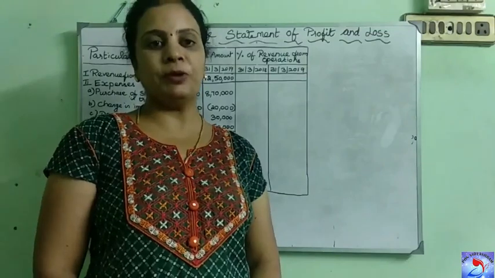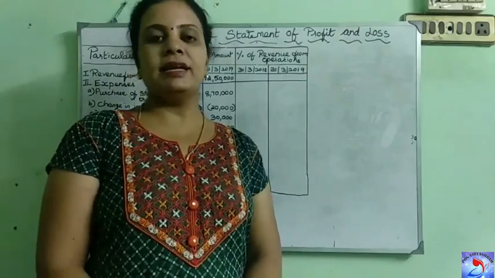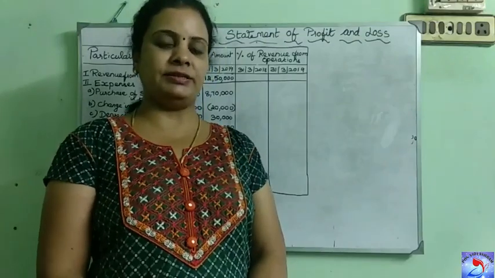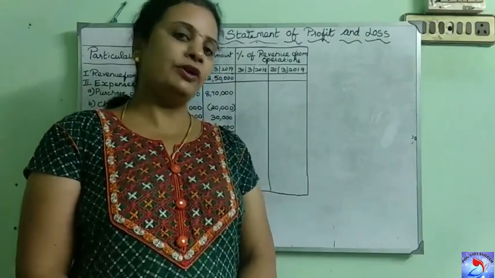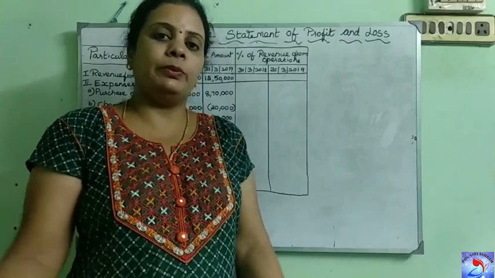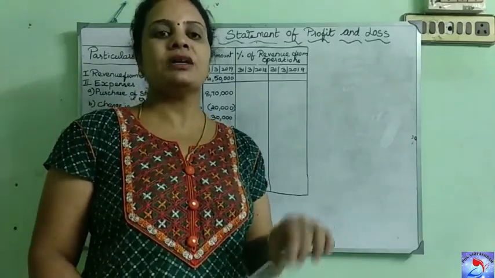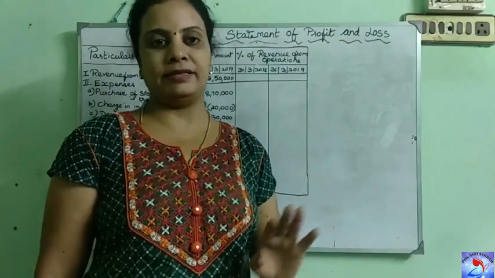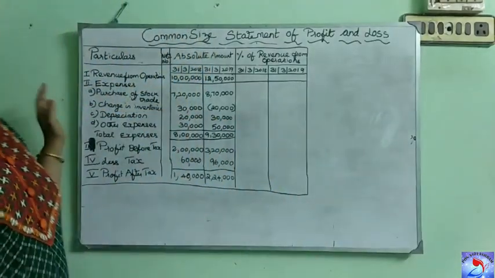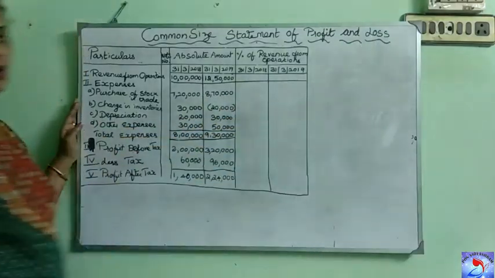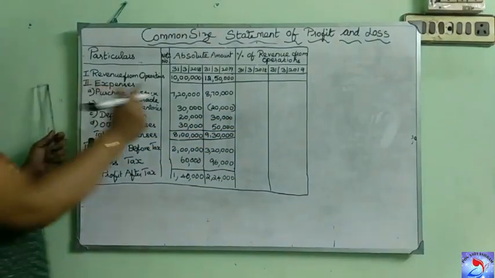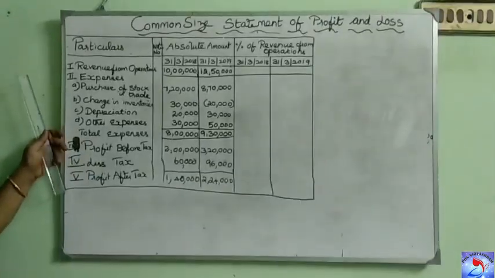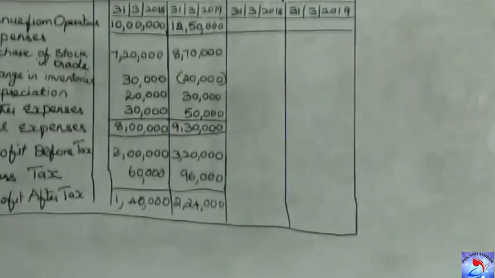Size statement of profit and loss account. Yesterday in class we discussed the common size statement of balance sheet. In the common size statement of balance sheet, we took total assets and total liabilities as the base. Now in the common size statement of profit and loss account, you have to take revenue from operation as the base.